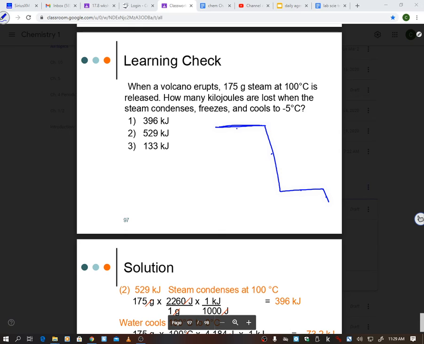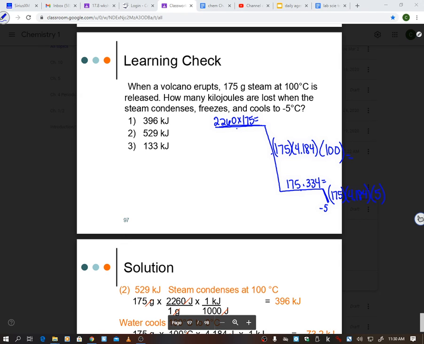Anytime you have a diagonal, you're going to use that mass, specific heat, and the temperature change. So on this one, I'm going to do 2,260 times 175. Here, I'm going to do my mass, 175 times 4.184, and my temperature change is 100. I went from 100 to 0. Now when I'm at 0, I'm going to take my mass times 334. And here I'm going to take 175, my mass, times my specific heat, times my temperature change. It went from 0 to -5, so 5.